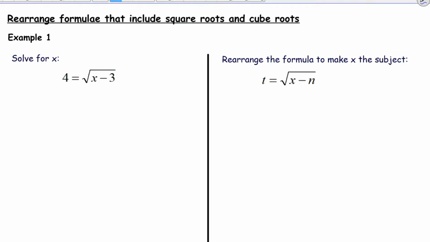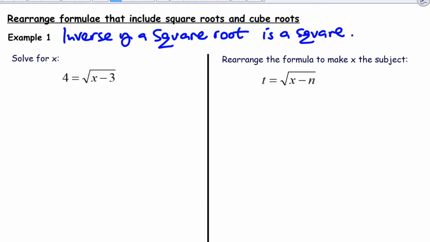We have already seen from my previous videos that the inverse of a square is a square root, which means that the inverse of a square root is a square. So if we are performing an inverse operation whereby we have a square root on one side, all that we have to do is to square the other side to be able to undo that operation.